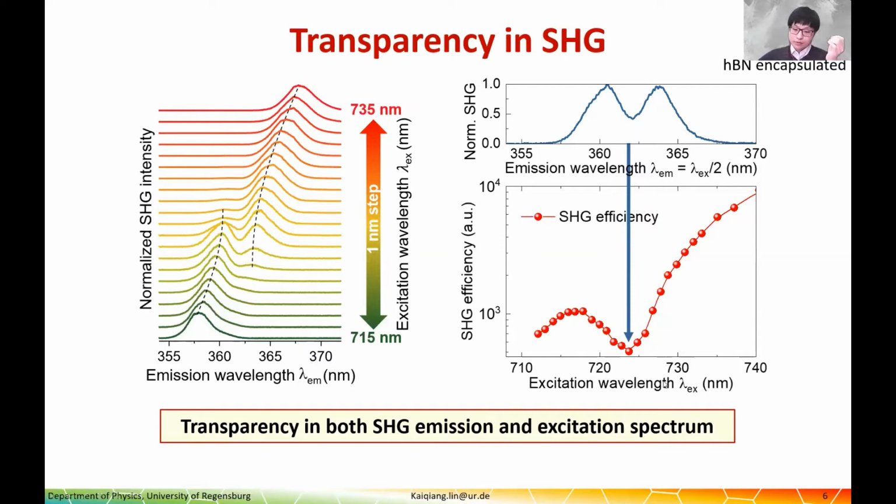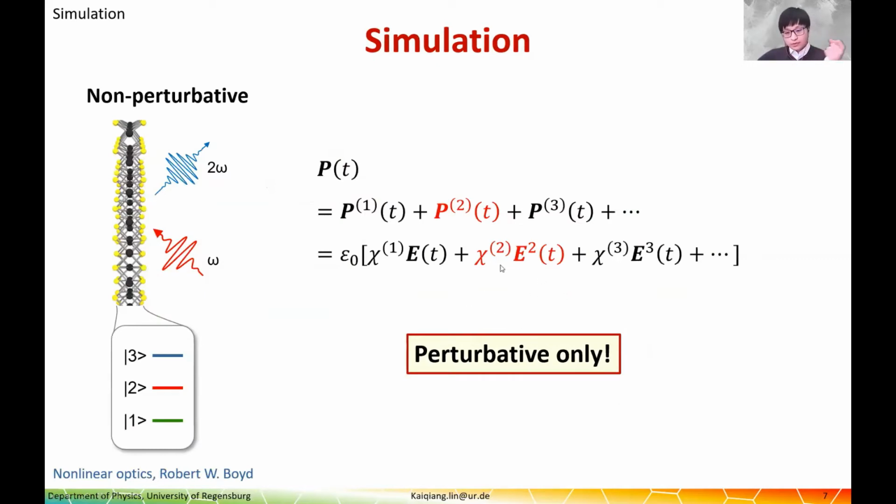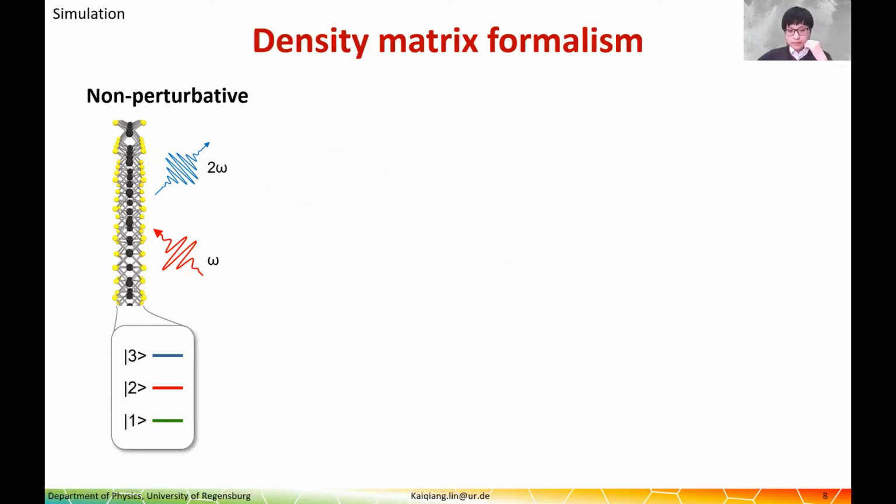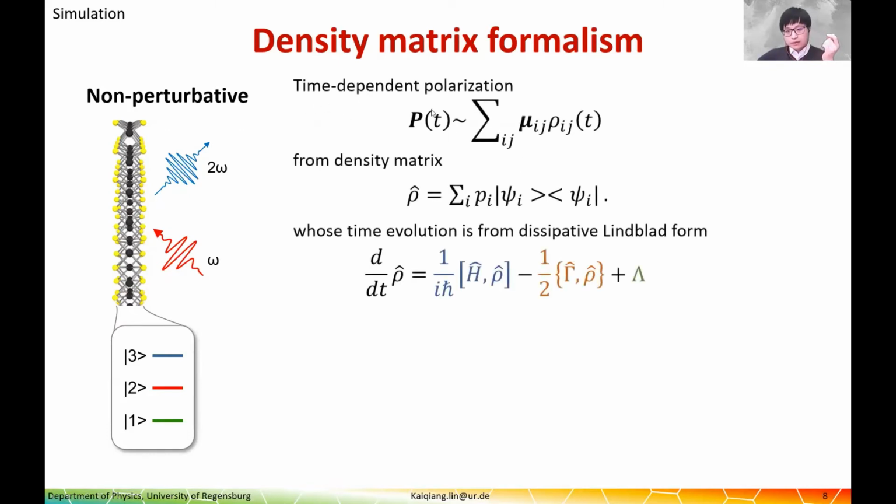Now the question is, how do we simulate the system to gain further insight? For second harmonic generation, a Chi2 process, we could go to a textbook and get the Chi2 function, but this is limited to the perturbative regime. For the non-perturbative situation, we took the approach of using the density matrix formalism, a method commonly used in quantum optics and atomic gas systems. We calculated the time-dependent polarization from the density matrix, whose time evolution comes from the Lindblad equation. This is the electric field, this term is the transition dipole term, which couples the states, this is a dissipation term, and this is a repopulation term.